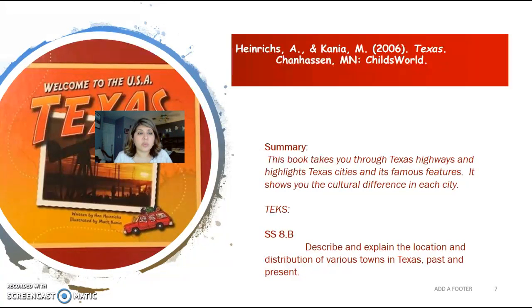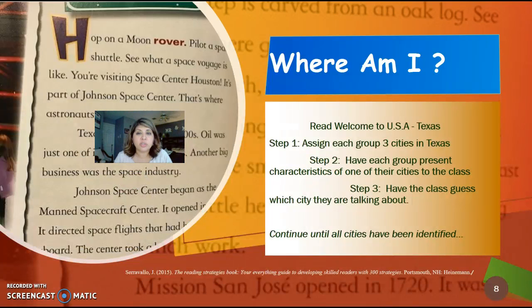The next book I chose is Welcome to the U.S., Texas. This book takes you through cities in Texas and some of its famous features. The TEKS I chose here was Social Studies 8.B. And it describes and explains the location and distribution of various towns in Texas, past and present. I chose the strategy Where Am I for this mentor text.